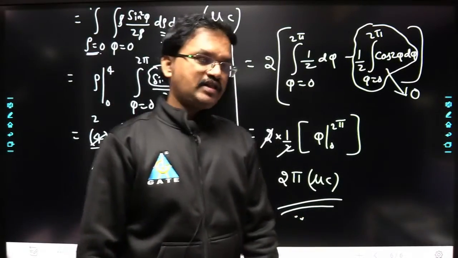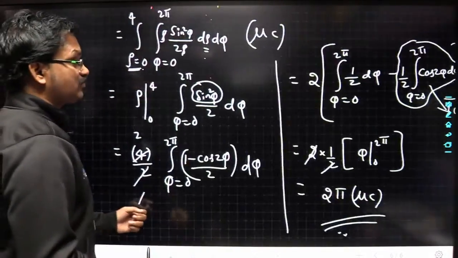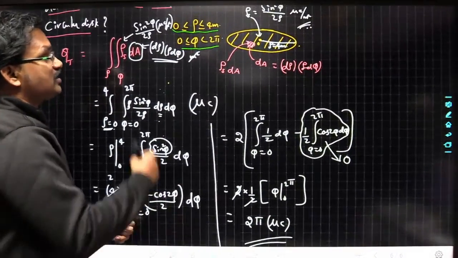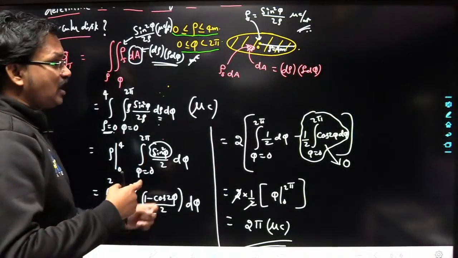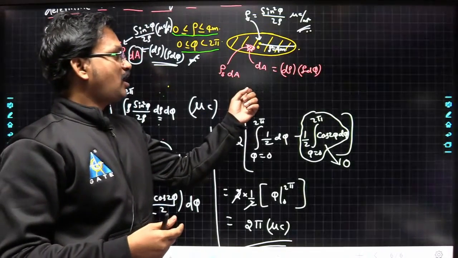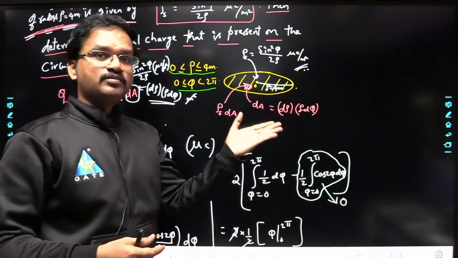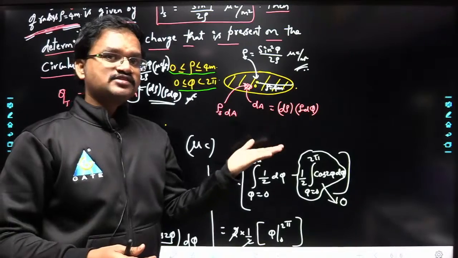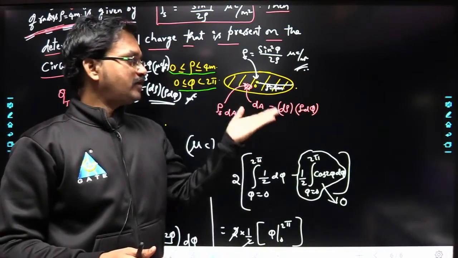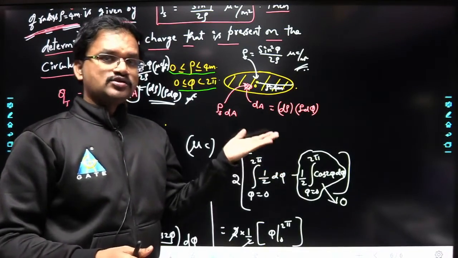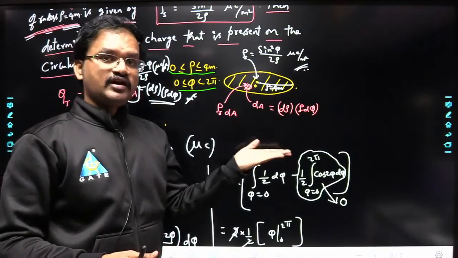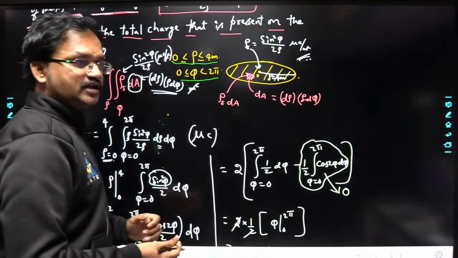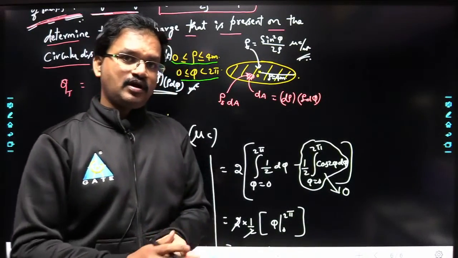Understood? So whenever they have given the problem like this, first of all you have to identify the surface, and you have to understand how this surface is formed. What are the variables on this surface? If you are clear with these things, then you can easily determine this type of problems. Understood?